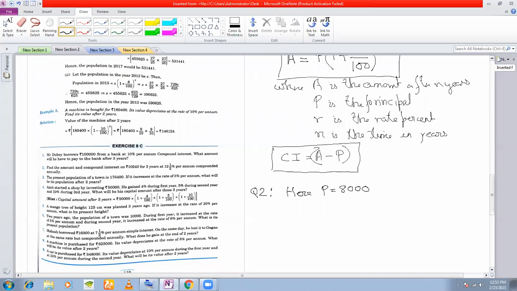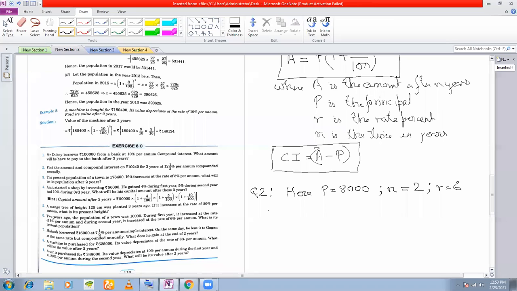Okay, the time here is n. It is not denoted by t. In case of compound interest, time is denoted by n and not by t. The time here is 2 years, and remember, time is expressed in years always, just as in case of simple interest. And the rate percent here is given to be 6.